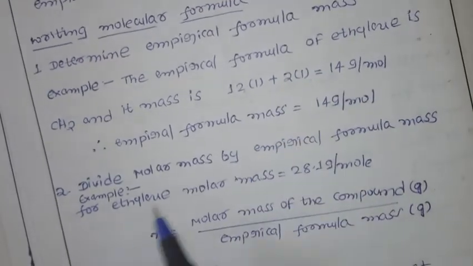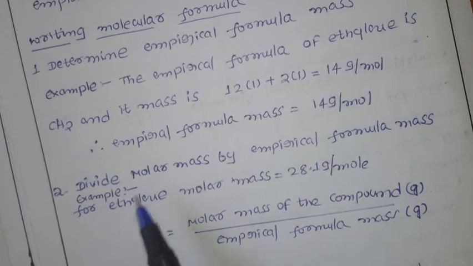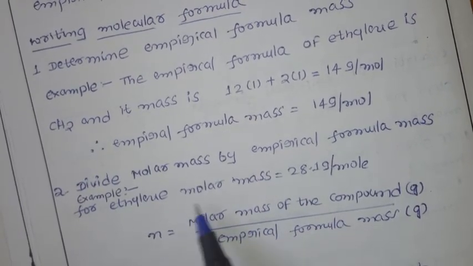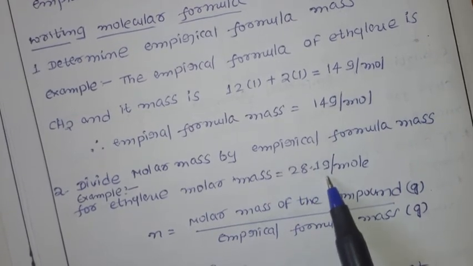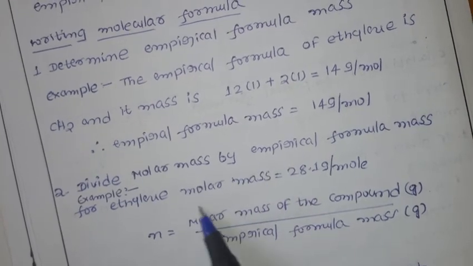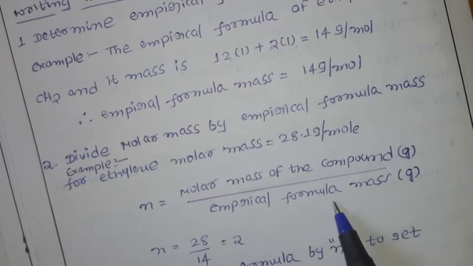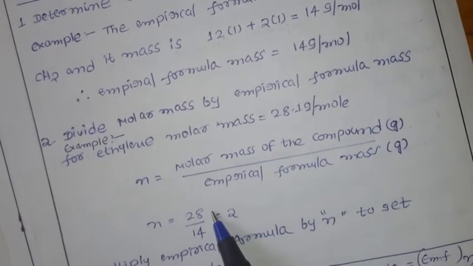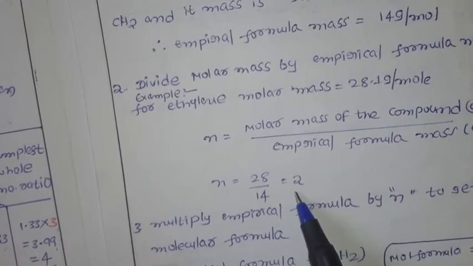Now second, divide the molar mass by the empirical formula mass. For example, ethylene's molar mass is already given in the data, 28 grams. Now n is the molar mass of the compound divided by the empirical formula mass. The molar mass given is 28, the empirical formula mass is 14, so n equals 2.